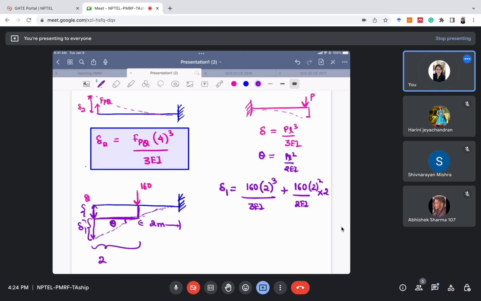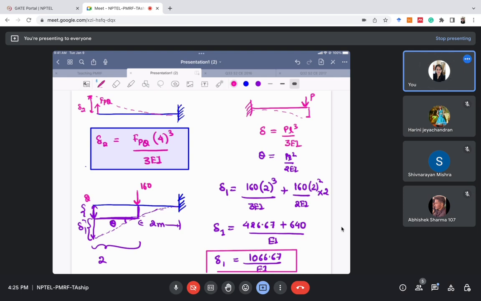So it is 2 here. So from here we get the value of delta 1 as 4426.67. If you want, you can solve 640 divided by EI. So in total, the value of delta 1 which I am getting is 1066.67 divided by EI. We do not need to put the value of EI, and it is also not given to us. So this is the value of delta 1 and delta 2 we got.